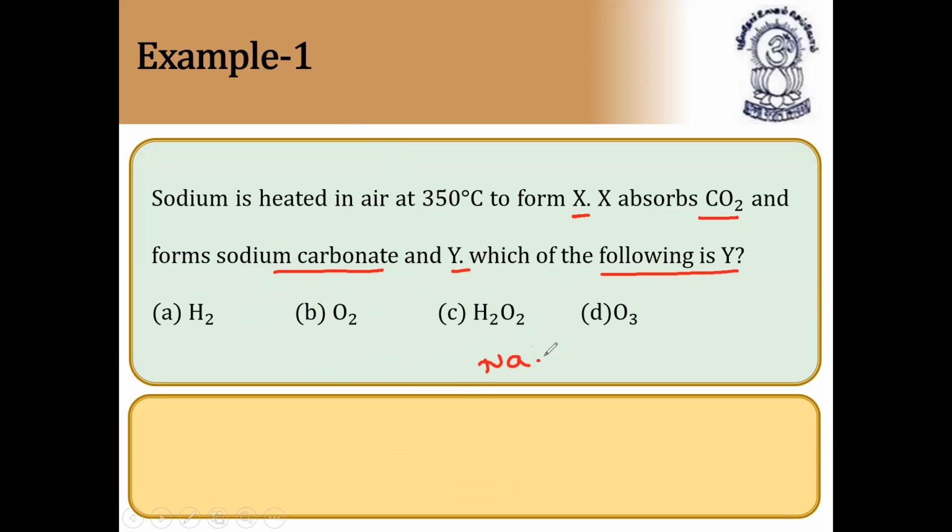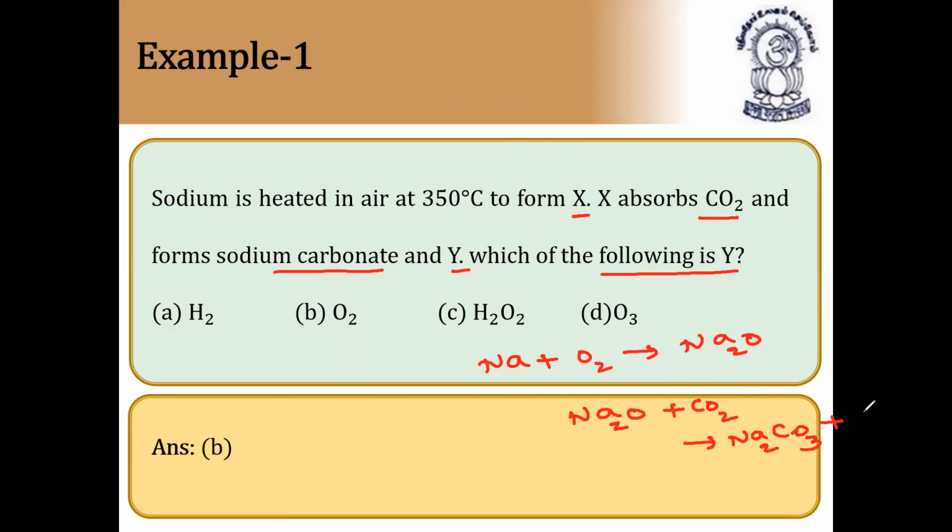When sodium metal combines with air, it combines with oxygen and forms sodium oxide. This sodium monoxide is X. Sodium monoxide combines with carbon dioxide and forms sodium carbonate along with oxygen gas, because carbonate will form again with oxygen gas. So this is nothing but option B. Like this, simple questions they will ask in the examination. Next question.